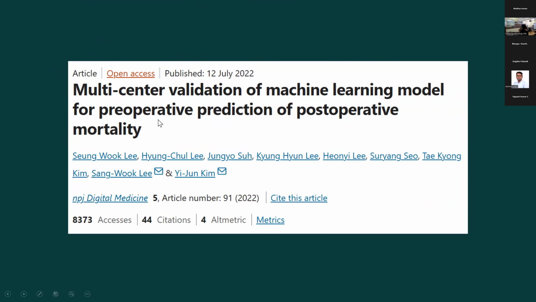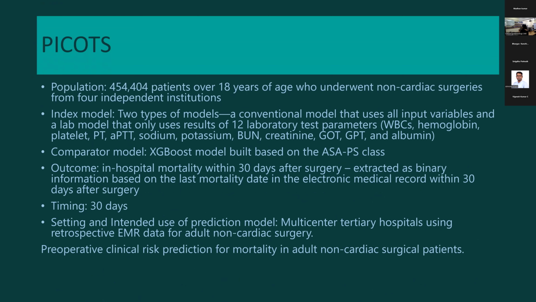So I have used one of the studies which was included in the systematic review, which is multi-center validation of a machine learning model for pre-operative prediction of post-operative mortality. With this study, we will assess the risk of bias using PROBAST-AI. Looking at the PICOT statement, this study had a population of around 454,000 patients who are over 18 years of age who have undergone non-cardiac surgeries in 4 independent institutions.